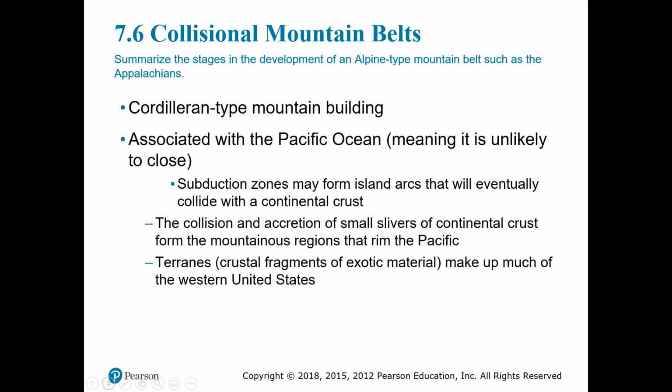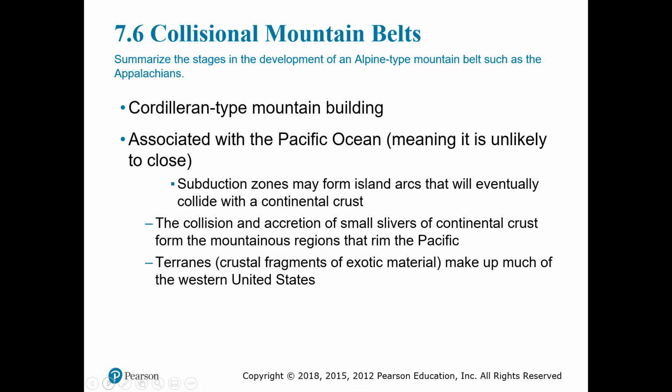So the Cordilleran type orogeny, which is named after the North American Cordillera, that young mountain range, is associated with the Pacific Ocean. It's unlikely to close because there is seafloor spreading. You know, there are divergent plates in the Pacific Ocean, so it's spreading at the same time it is subducting. So the Pacific Ocean is unlikely to close.